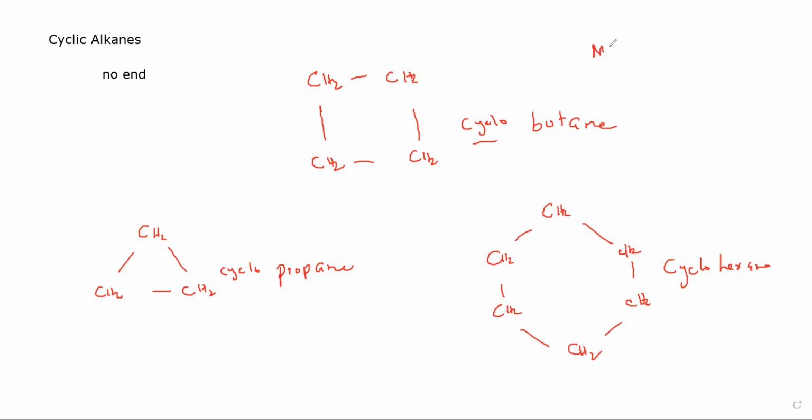What is the molecular formula of cyclobutane? Molecular formula means you just count the number of carbon and hydrogen. Cyclobutane, the first structure, is C4 and H8. What is the empirical formula? The simplest ratio between carbon and hydrogen. So that is CH2.